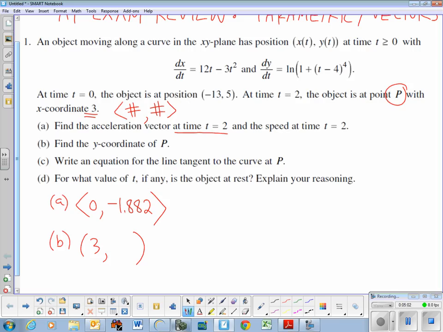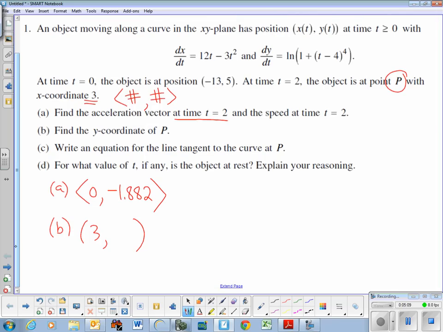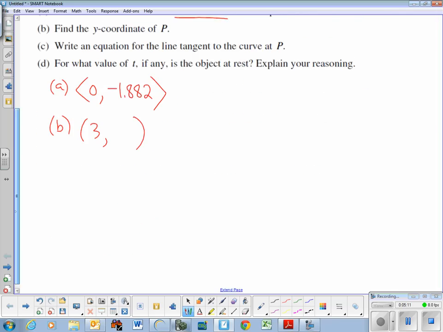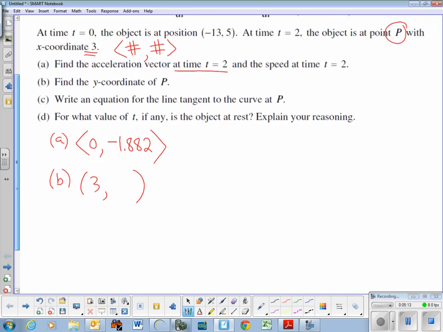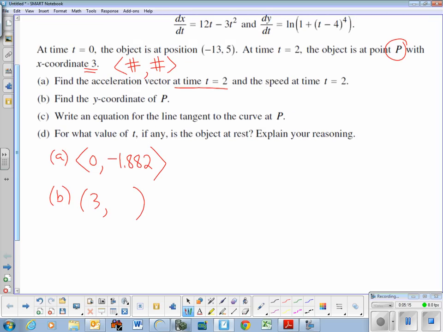This is a theme throughout the test. Where does something end up? Where is it at time t equals 2? And the expression for that is going to be where you were at the other time. We know a lot of times it's 0, but it could have been at 1 or whatever.